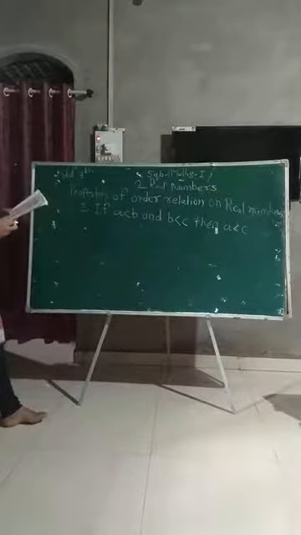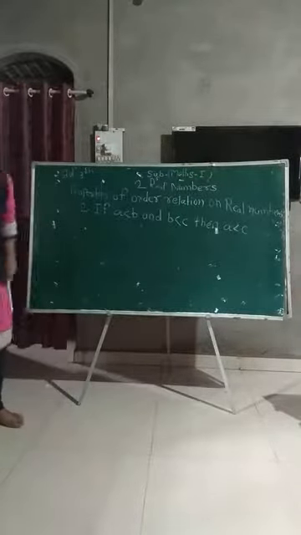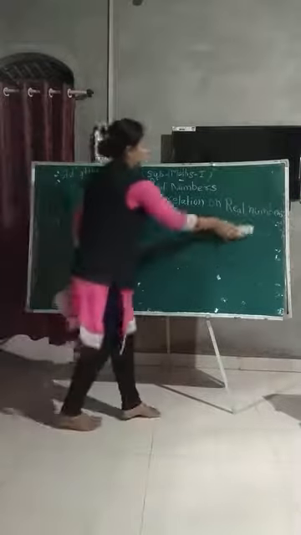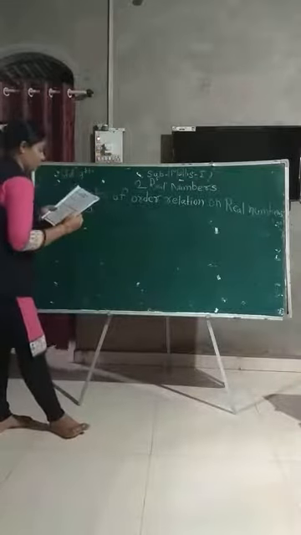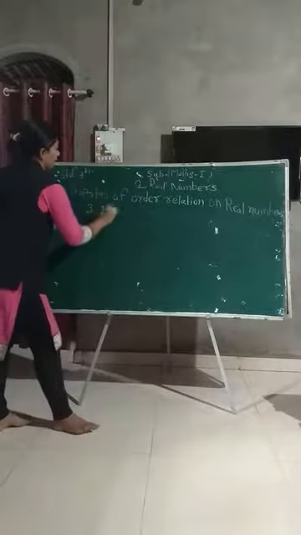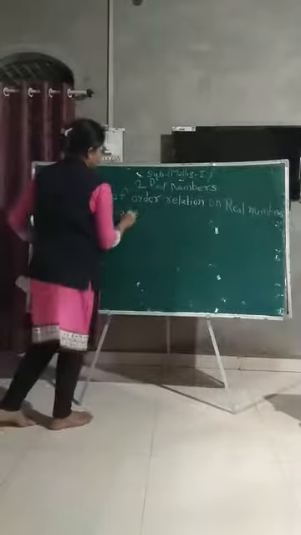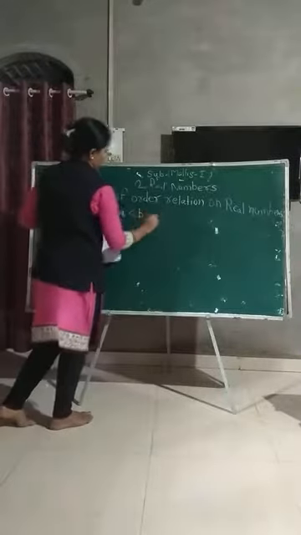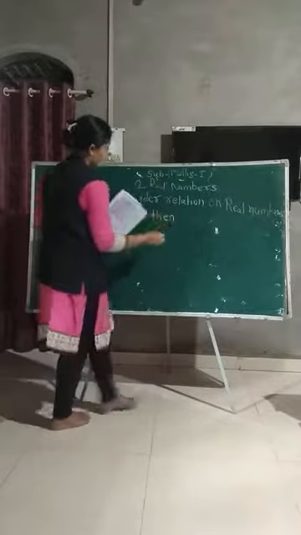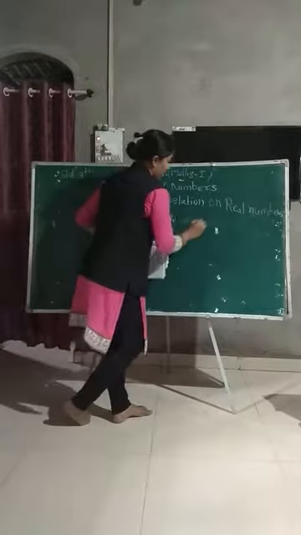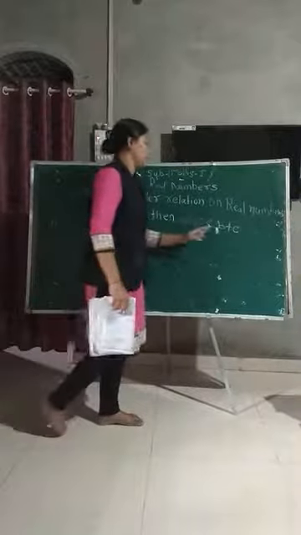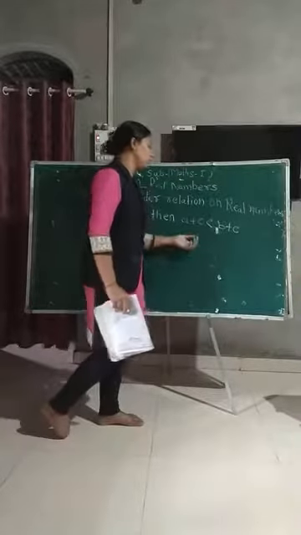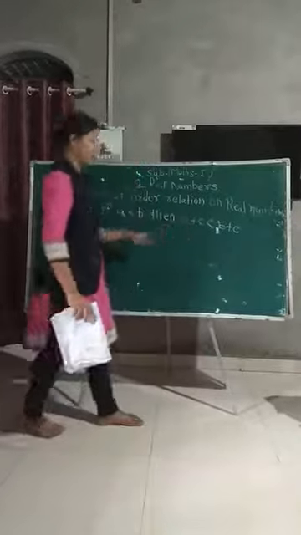This is property second. Now property third. If a is less than b, then a plus c is less than b plus c. Here we add the same number c to a and b. Then the order does not change.